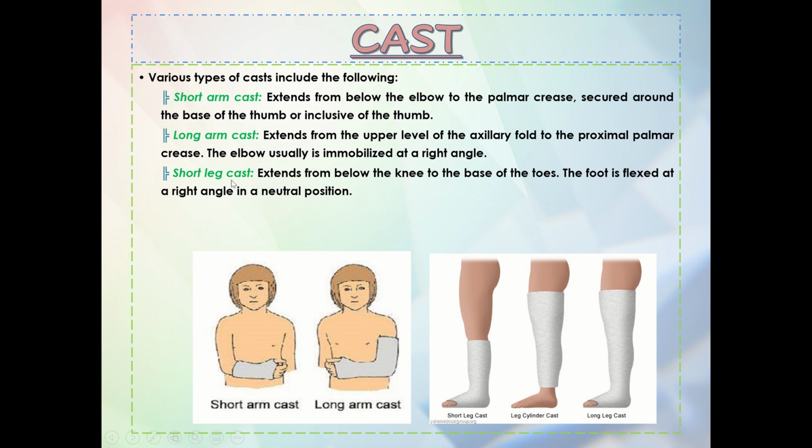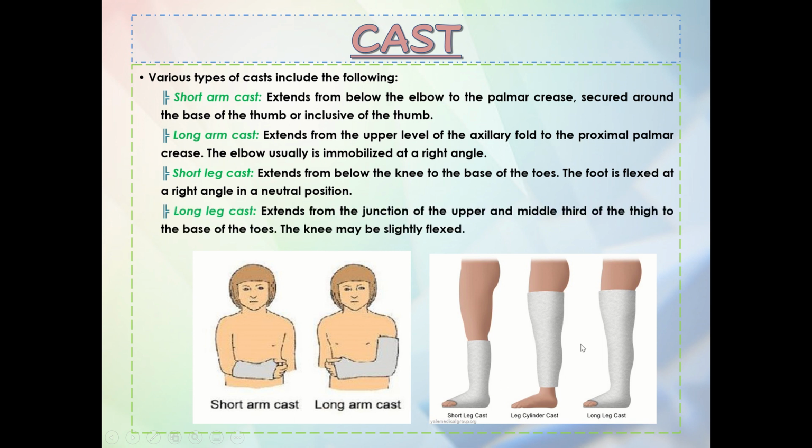Now, we go next to the short leg cast. So here's the short leg cast. So it extends from below the knee here, so below the knee to the base of the toes. So this is the short leg cast. So the foot is flexed at a right angle in a neutral position. So naka-right angle siya, neutral position.